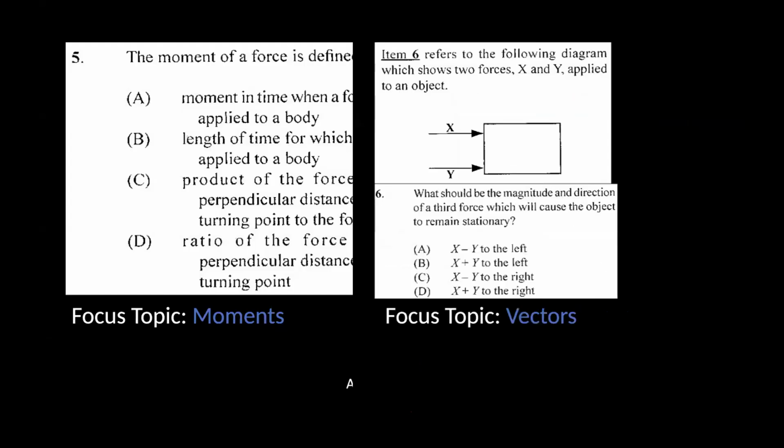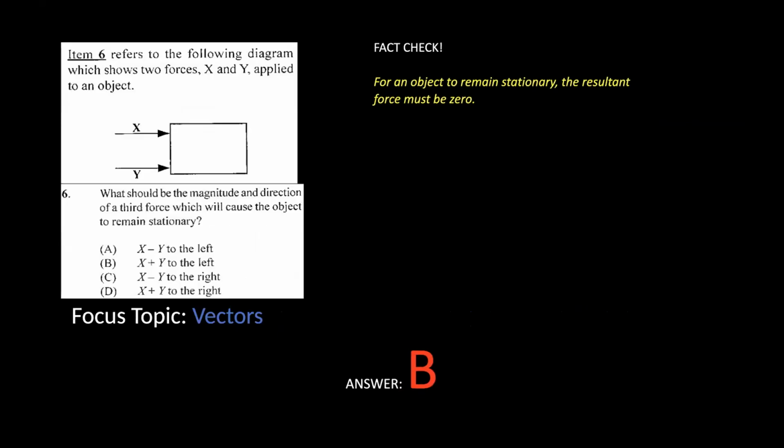Okay. For number 6, we have two forces X and Y, and they are applied to an object. Now, if we want that object to remain stationary, it means that we need our resultant vector to be 0, all right? So we need a force that is going to be equal to the sum of X and Y, but in the opposite direction. So it would be X plus Y to the left, and that's option B.